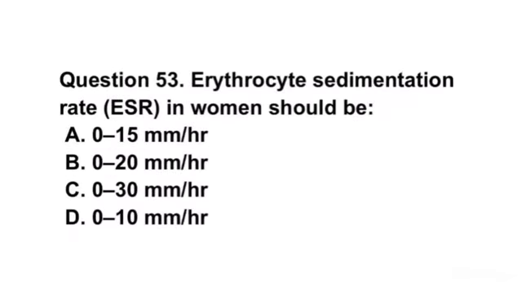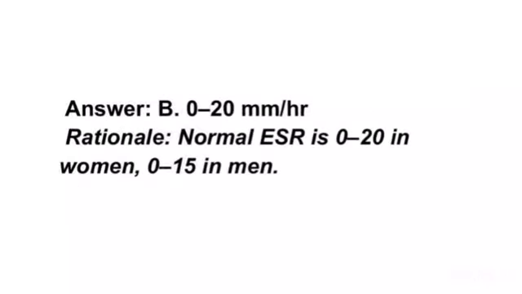Question 53. Erythrocyte sedimentation rate, ESR, in women should be A. 0 to 15 mm per hour. B. 0 to 20 mm per hour. C. 0 to 30 mm per hour. D. 0 to 10 mm per hour. Answer: B. 0 to 20 mm per hour. Rationale: normal ESR is 0 to 20 in women, 0 to 15 in men.